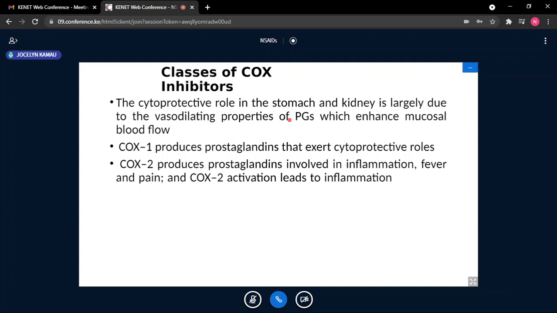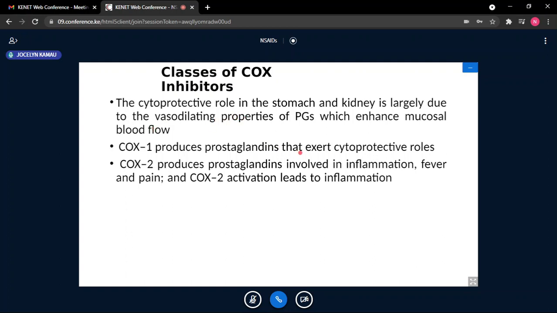The cytoprotective role in the stomach and kidney is largely due to the vasodilating properties of the prostaglandins, which enhance mucosal blood flow. That is in the stomach. They also produce mucus. Remember, we did say some prostaglandins have vasodilatation, especially prostaglandin I2, that is the prostacyclin.